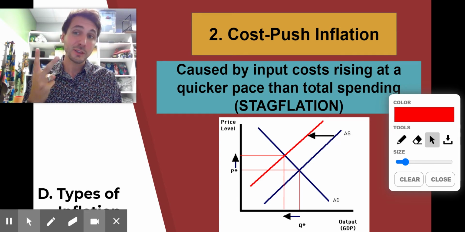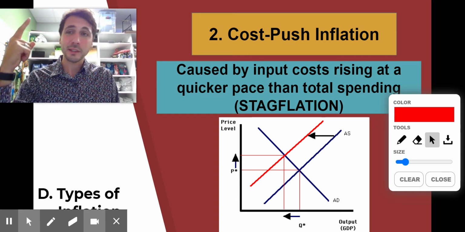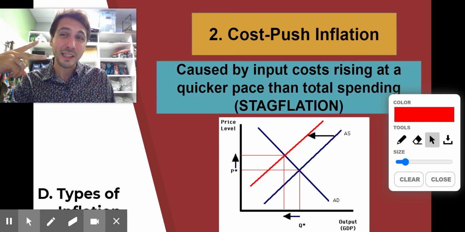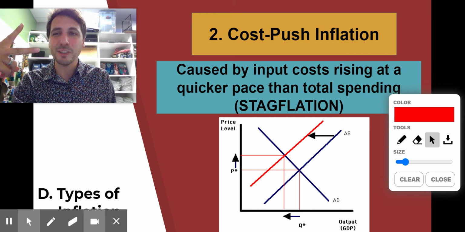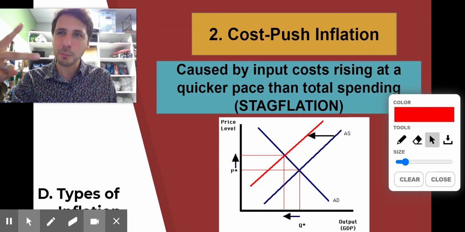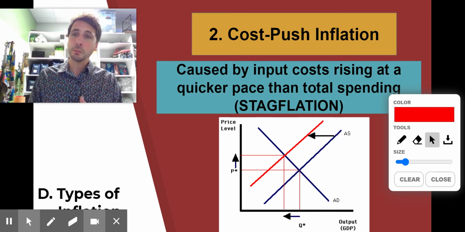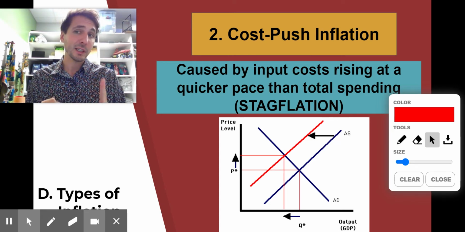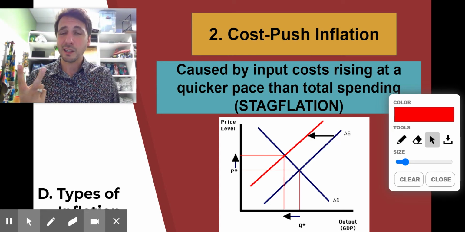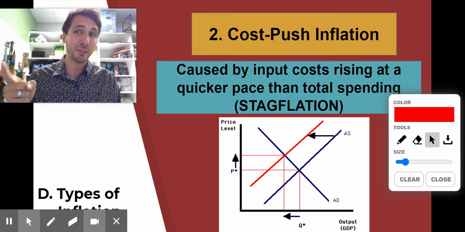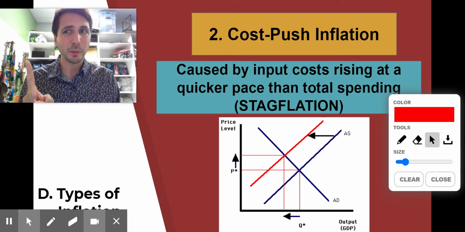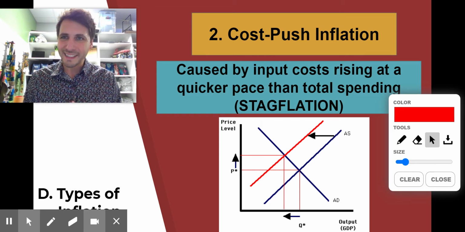It's bad because it creates two things. Not only is price level going up, but we're producing less, right? Supply shifting left. When production falls, what's that? That means GDP is falling, which means that people are losing their jobs. So cost push is bad temporarily because it causes price level to rise and it causes unemployment to rise. Both of those things. So not only do we have inflation, but we also have rising unemployment at the same time. We call that stagflation, a stagnant economy.